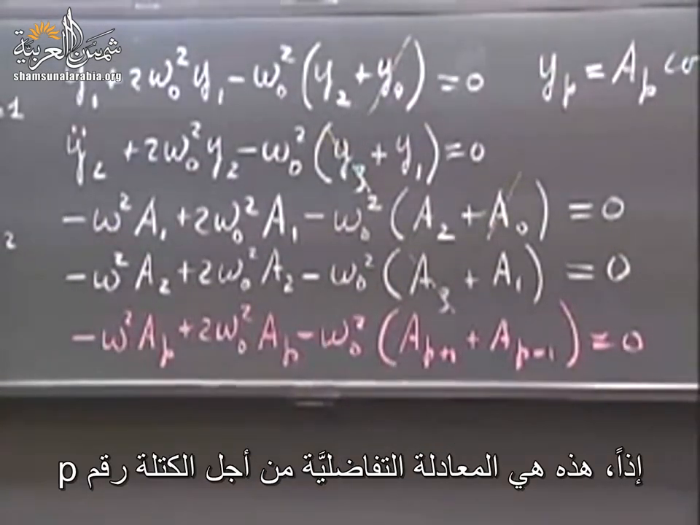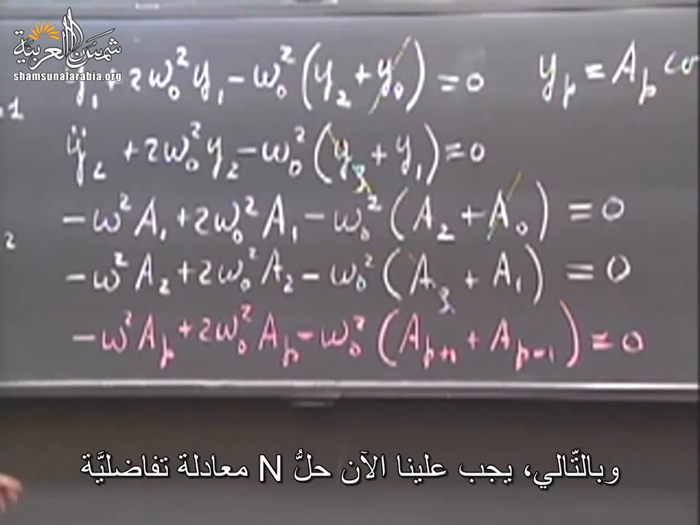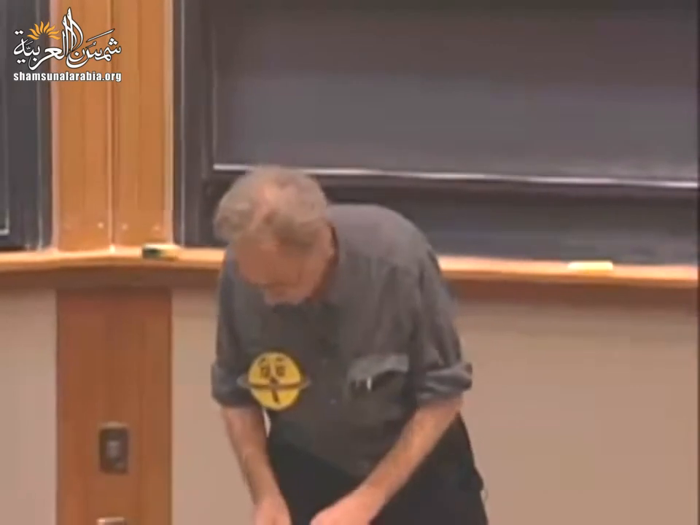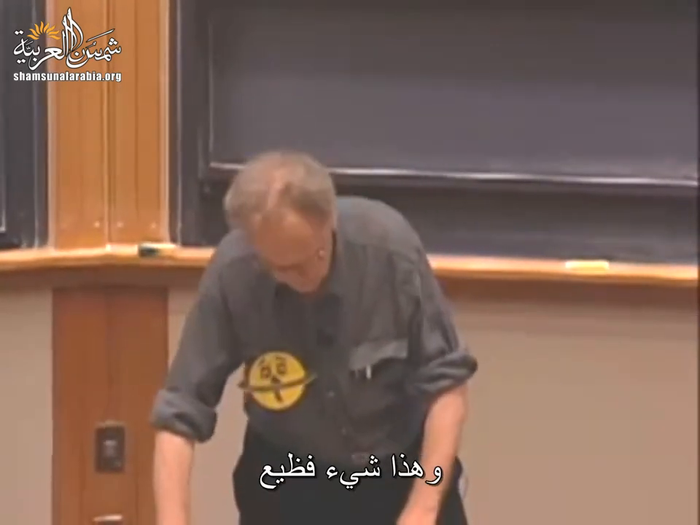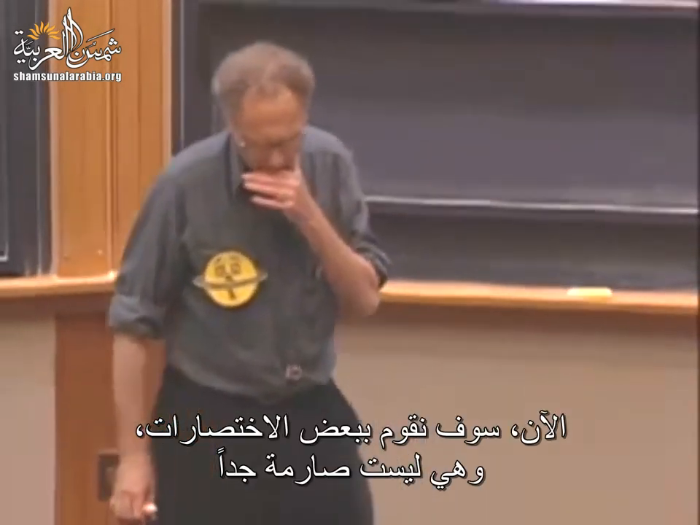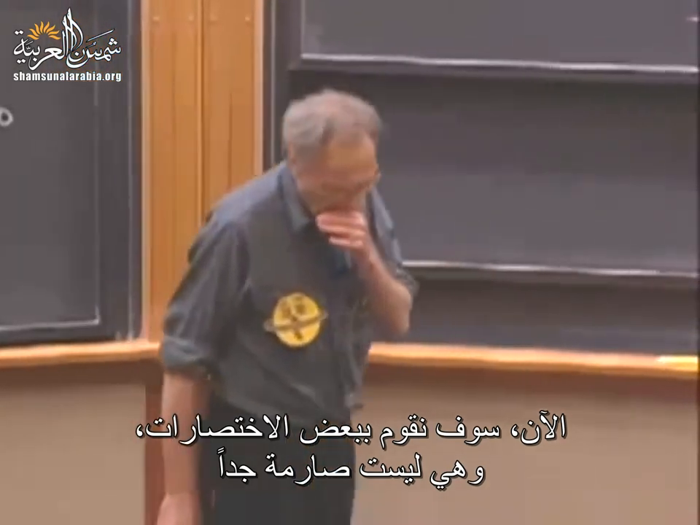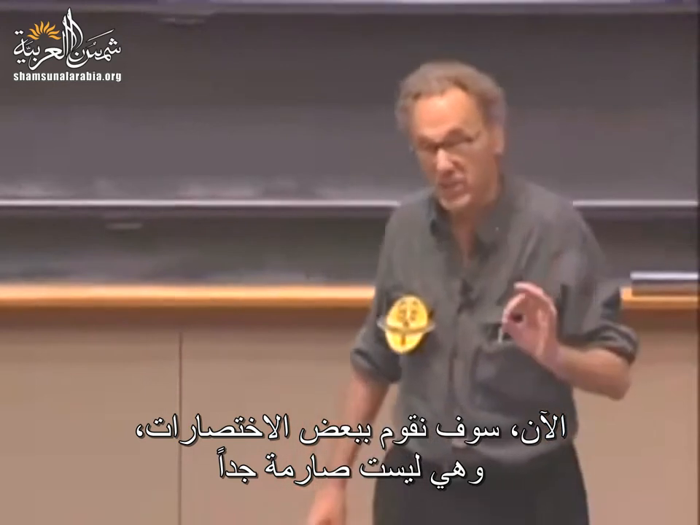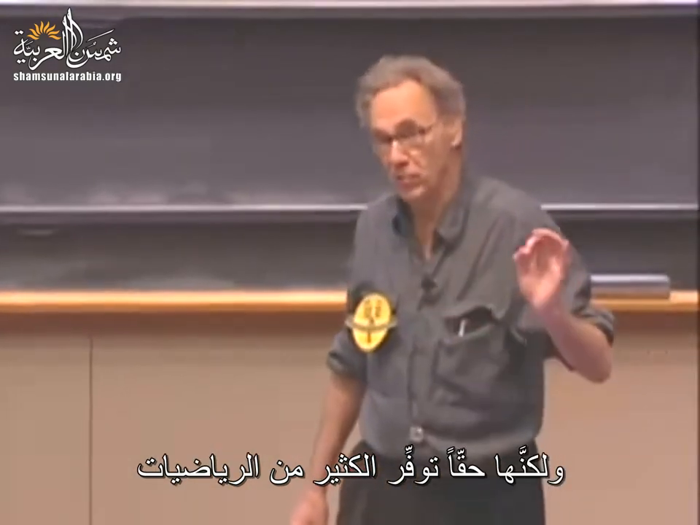And so now you see the differential equation for particle number p. And so you can go on now to particle capital N, and now you have to solve N differential equations. That's a zoo. That's a terrible thing. Now, we will take a shortcut, which is not very rigid, but it really will save a lot of math.